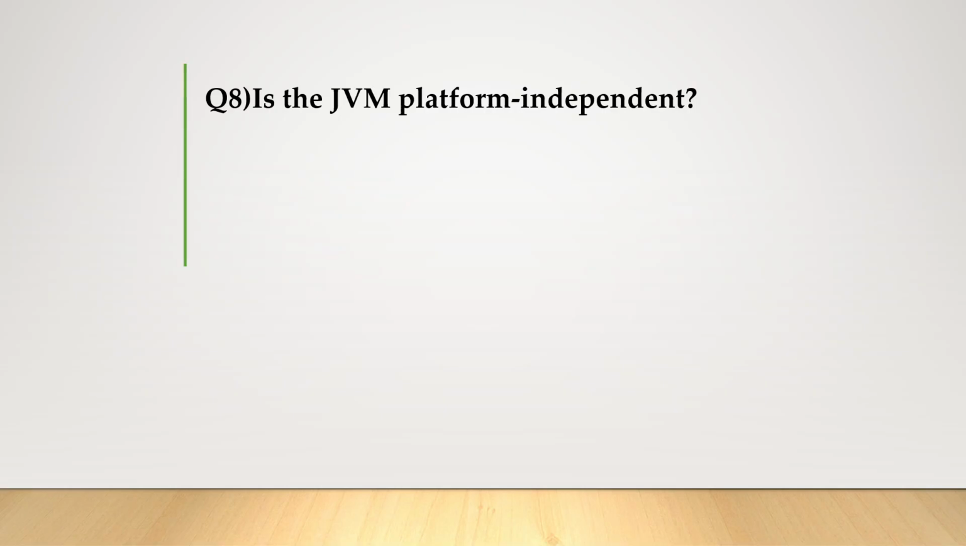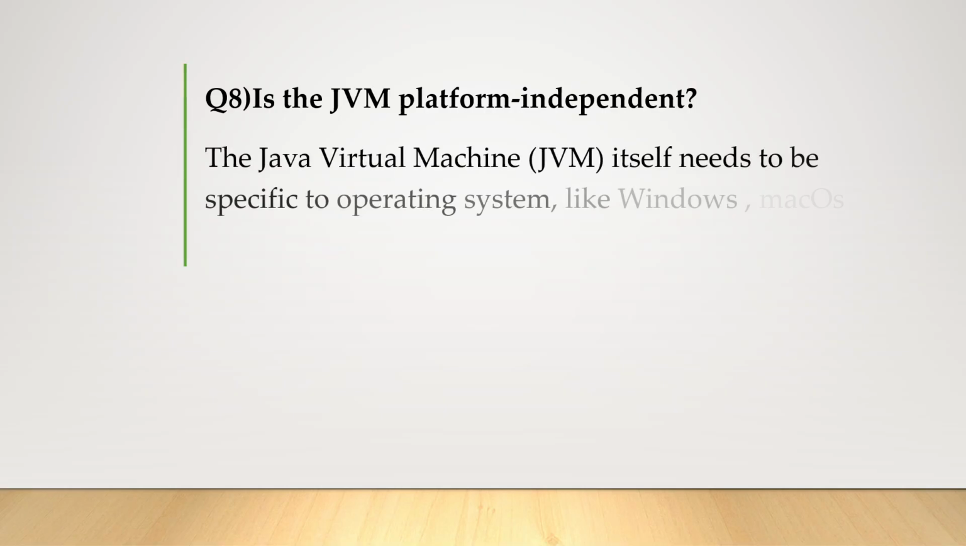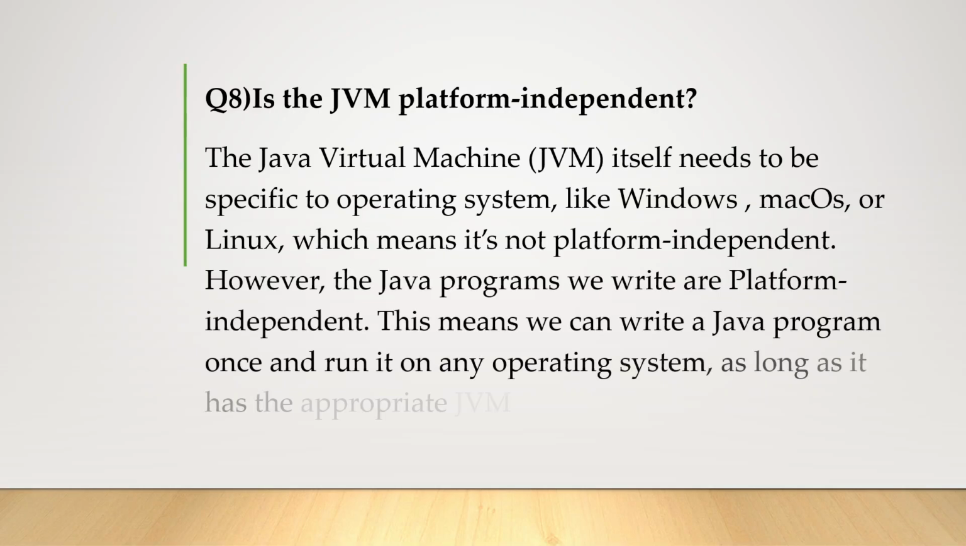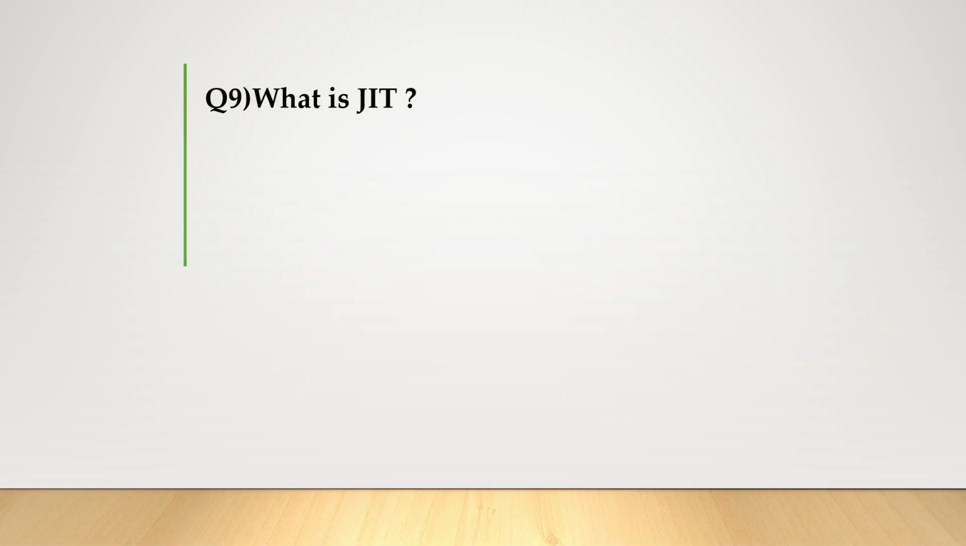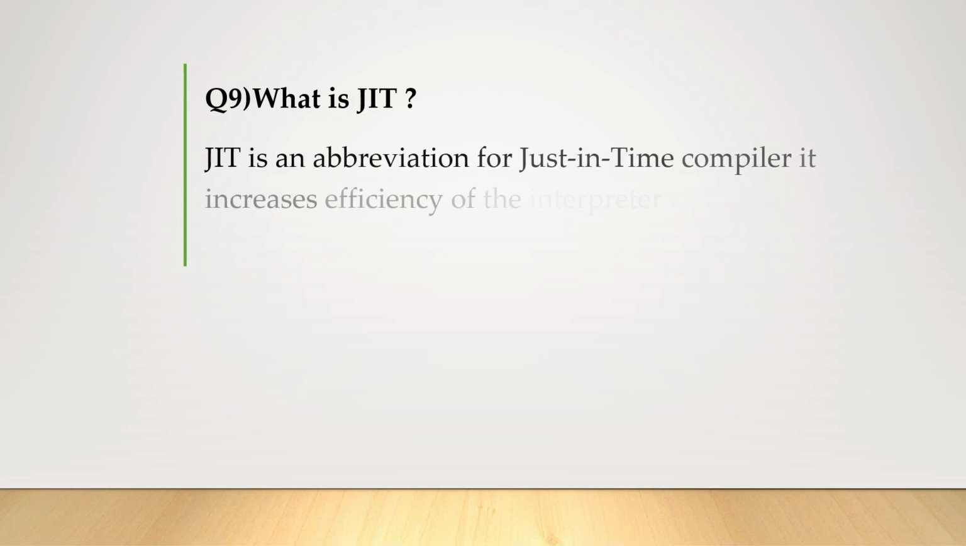Eighth question is is the JVM platform independent? The JVM itself needs to be specific to an operating system, like Windows, Mac OS, or Linux, which means it's not platform independent. However, we can say that Java programs we write are platform independent. This means we can write a Java program once and run it on any operating system as long as it has the appropriate JVM installed.